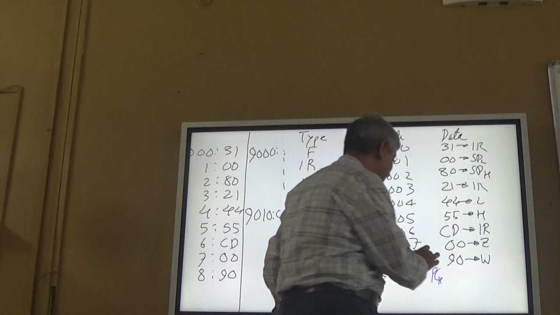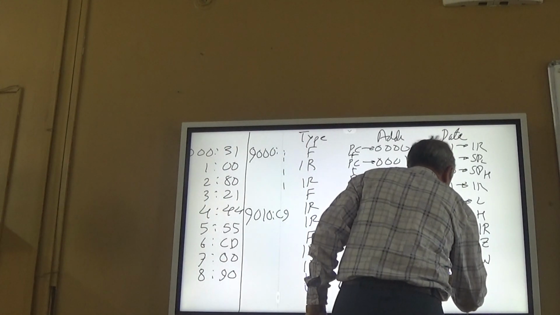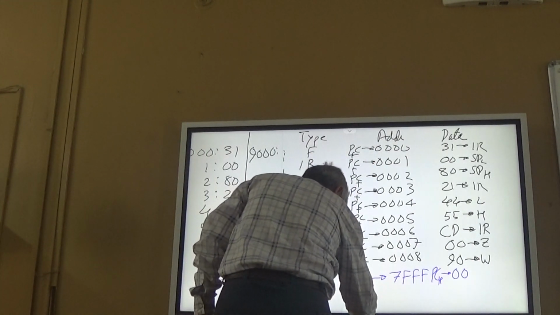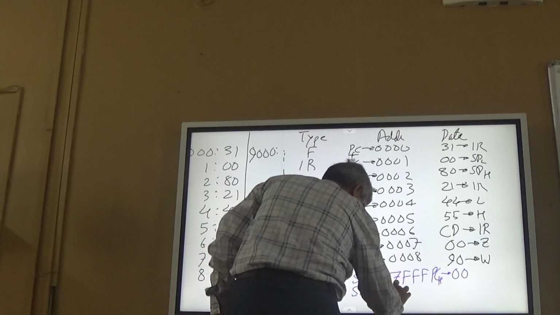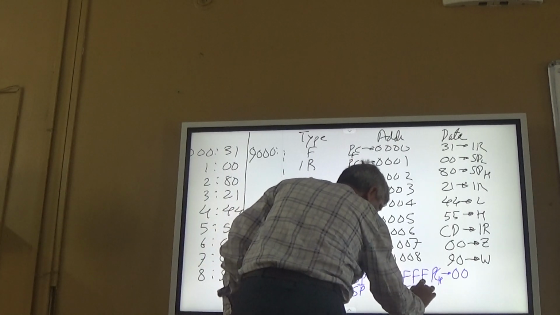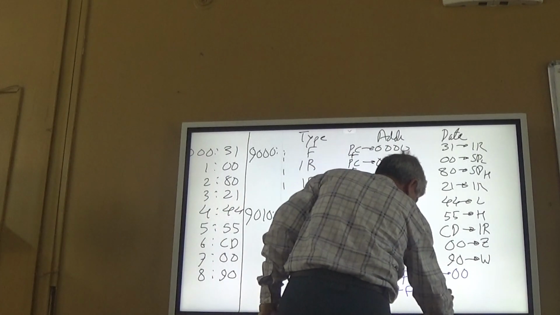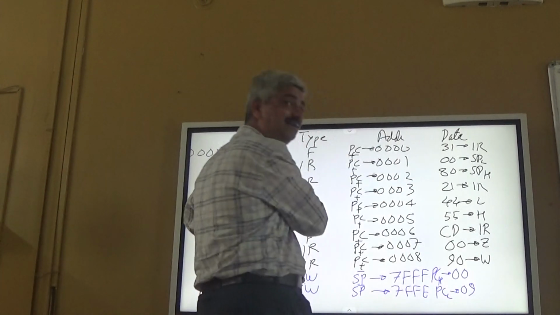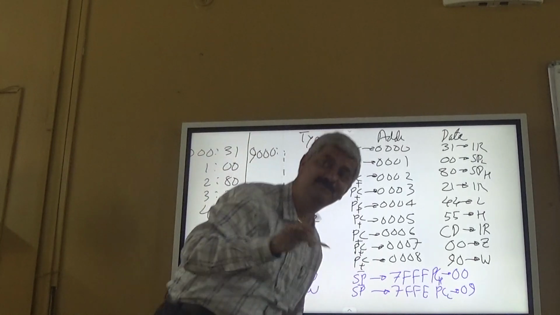0009. So the higher byte would be stored as 00. Then again, write for decrement stack pointer by 1: 7FFE, and program counter lower byte giving 09. Is it right? And then what?